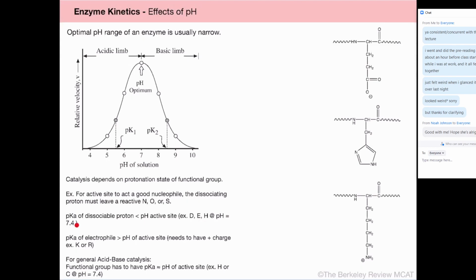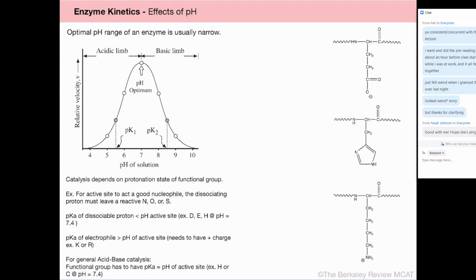All right. And the opposite of that, the pKa of the electrophile, has to be greater than the pH of the active site. So you need to have some sort of charge. This is going to be seen mostly on your basic residues, your lysine, your arginine.